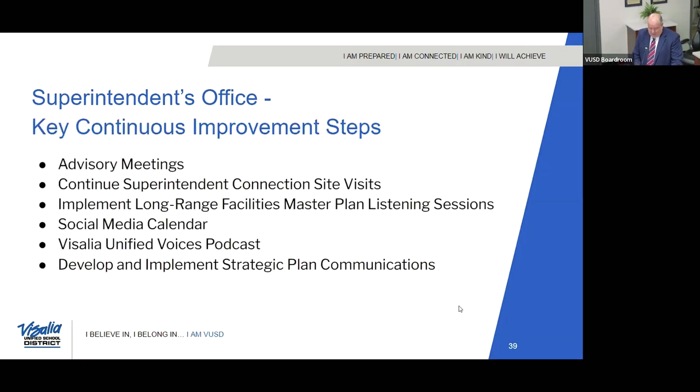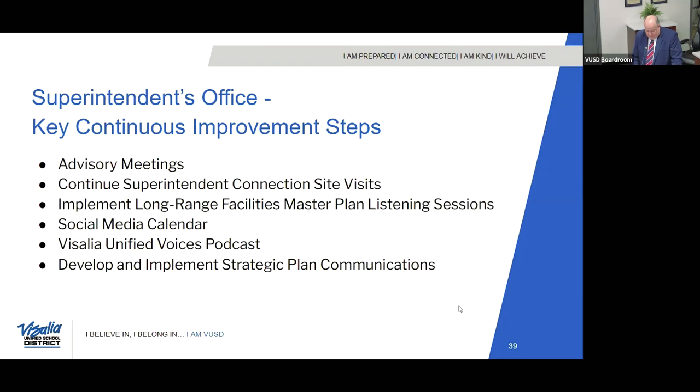And then lastly, with our improvement steps, we continue to hold regular advisory meetings to seek feedback from the stakeholder groups. Continuing with the superintendent site connection visits, so far he's been able to complete 9 of those, with one more this week. Looking forward to getting more feedback from our various school sites, and also working with Mr. Kerr's office to help in the development of long-range facility master plan listening sessions, with both branding and a consistent look and feel for the VUSD Forward 2030 program, so that we can link all those pieces together.